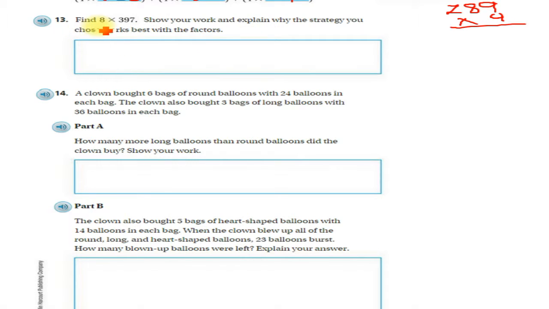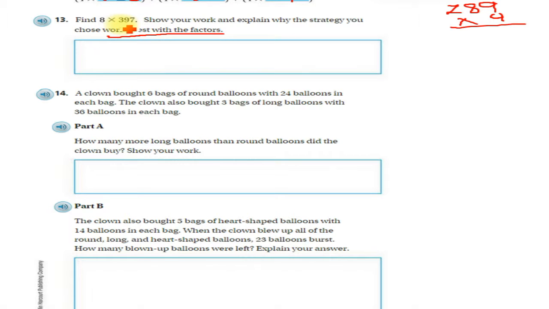Okay, number 13. Find 8 times 397. Show your work and explain why the strategy you chose works best with the factors. Now, there's a lot of different ways you can do this. You can break it up into expanded form. You can multiply by regrouping, but it does say what works best with the factors. And in my opinion, with these factors, I'm going to use the subtraction method.